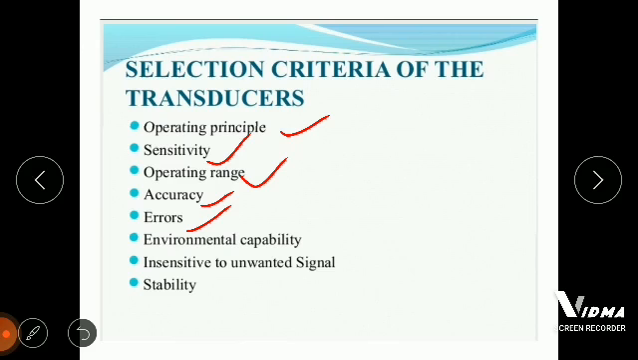Environmental capability: as already said, the environmental sensitivity of a transducer should be minimum, very near to zero. It should be insensitive to unwanted signals. Unwanted signals relate to distortion, noise, thermal noise, etc. The transducer should be free from all these factors, and stability should be there. As already said, if the error is minimum, the system will become stable, or the transducer will become stable.